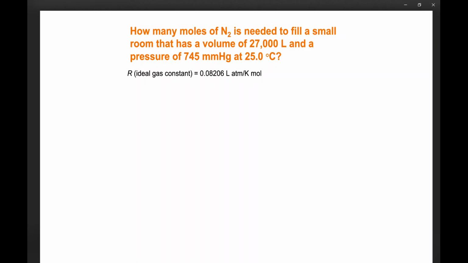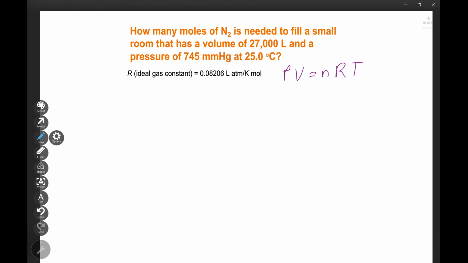It says, how many moles of N2 is needed to fill a small room that has a volume of 27,000 liters, a pressure of 745 millimeters of mercury, and that's at 25 degrees C. I went ahead and gave you your R constant again here. So see if you can calculate the number of moles.